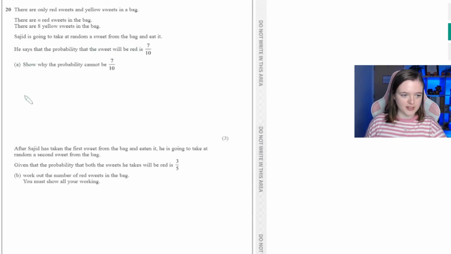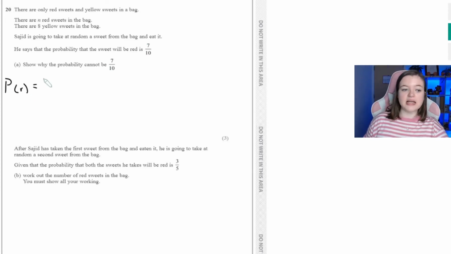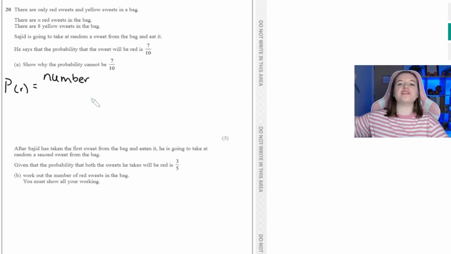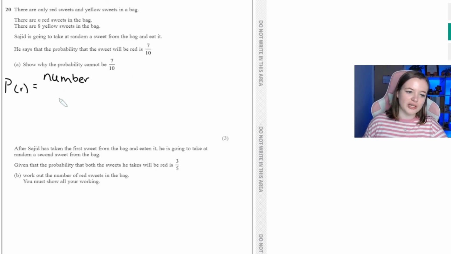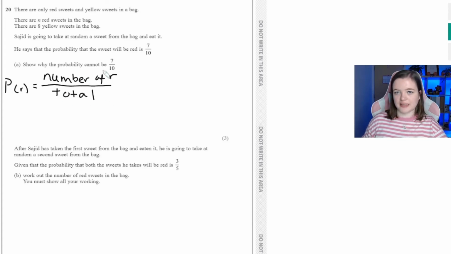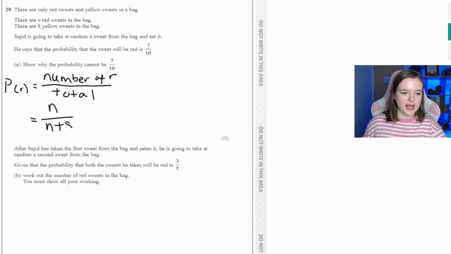Right, okie dokie then. So probability, of red in particular, is always the number of red sweets there are. So the number of the thing you're looking at in the question, whether it's red sweets, yellow sweets, golf balls, whatever the context may be, right? Number of whatever it is you're looking at particularly, so number of red, divided by the total number of sweets that you can pick. That's probability. So the number of red in this case is n, okay? And then the total is going to be n plus 8.